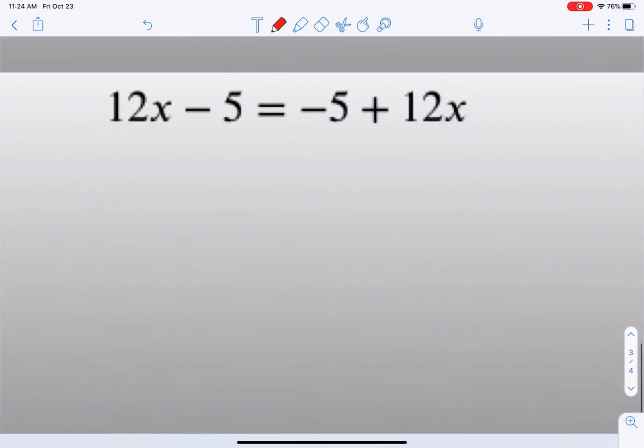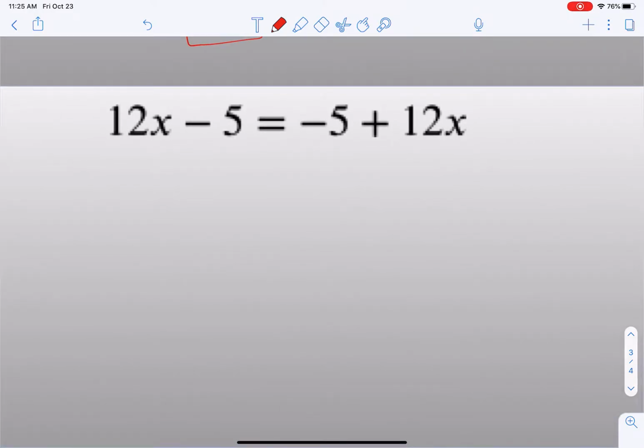So let's scoot down to our last problem here. And if I take a look, I again want to solve this. And I want to point out two things. Number one, remember that the sign that is in front of the term is the sign that belongs to that term. So here, there's no sign out here, so this is positive 12. And here we could read this as negative 5. So I have positive 12x minus 5. And then here, I have a negative 5 and a positive 12. So we can see that there are really similar things on both sides of that equal sign.